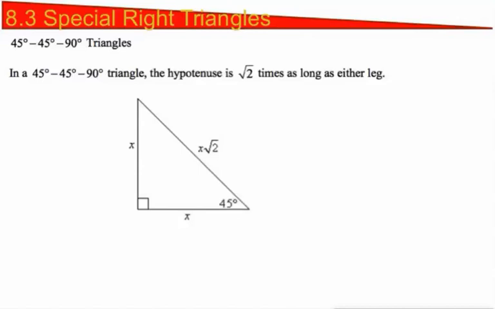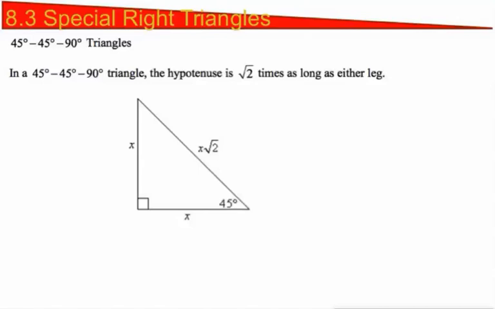So looking at special grade triangles, to be completely honest, special grade triangles don't really have much of an application with just themselves. We use them as a tool to help us with another application. So first of all, we need to be familiar with what they are. There's two types of special triangles.